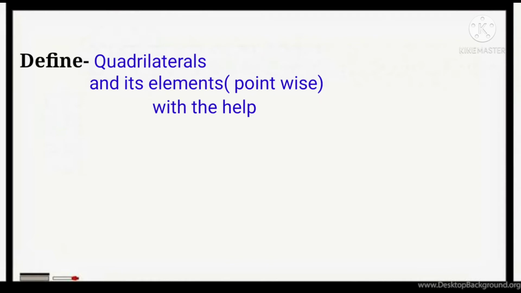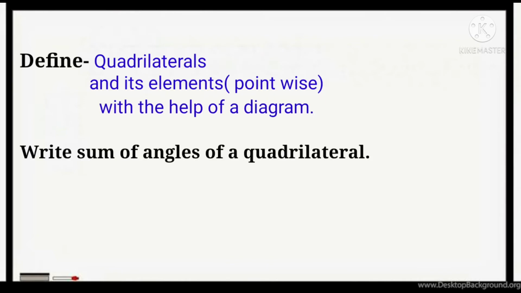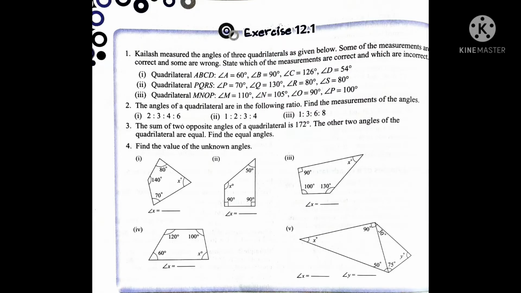Next, in your maths practice copy, you have to define what a quadrilateral is and its elements point-wise with the help of a diagram. And secondly, you have to write the sum of angles of a quadrilateral. So students, come to exercise 12.1. In the first question it is written: Kailash measured the angles of three quadrilaterals as given below. Some of the measurements are correct and some are wrong. State which of the measurements are correct and which are incorrect.